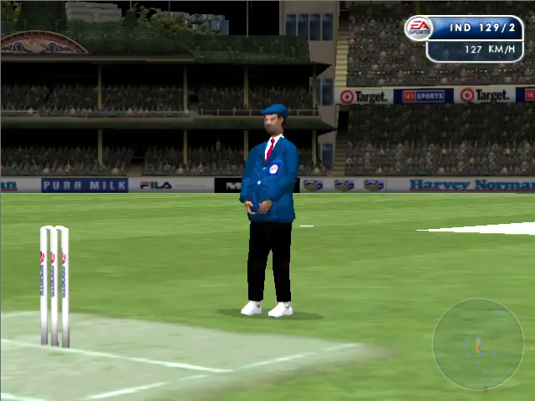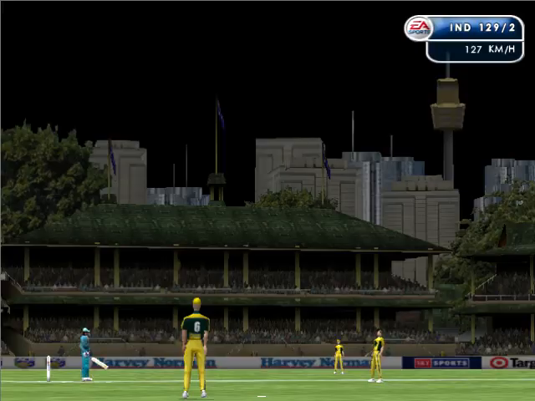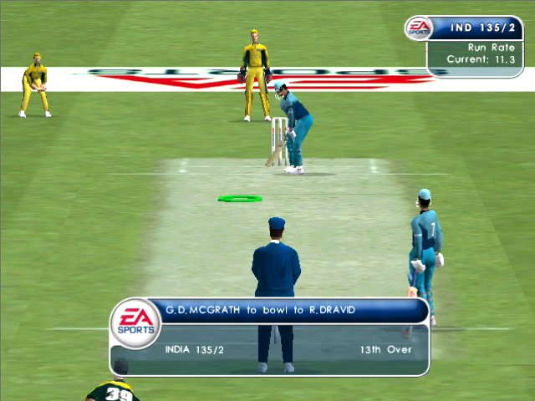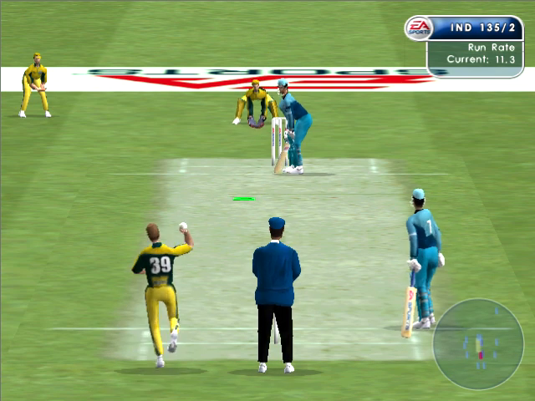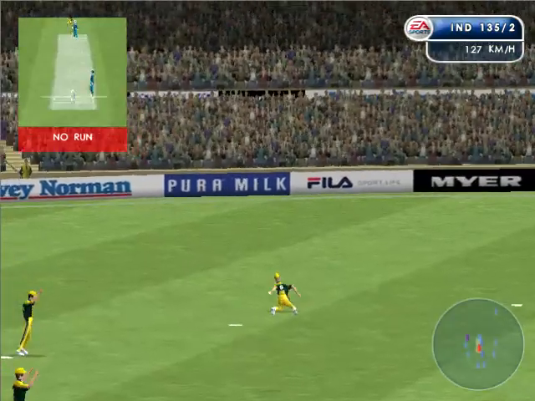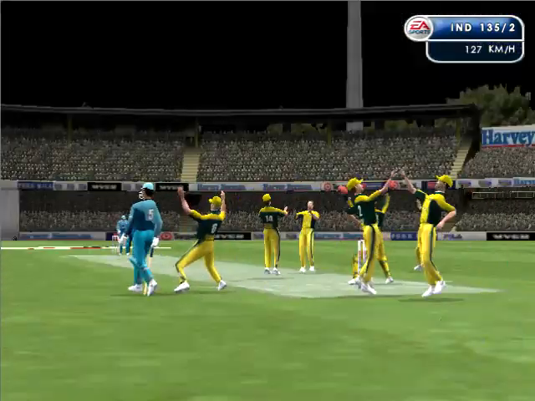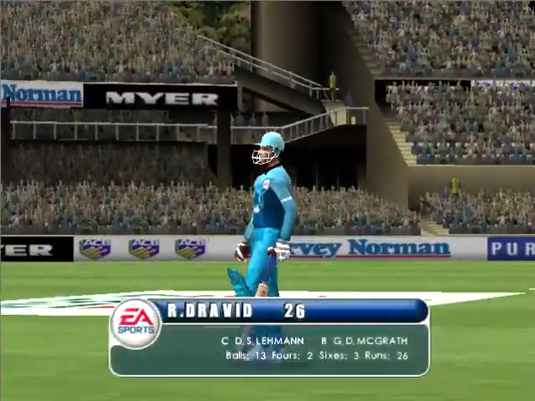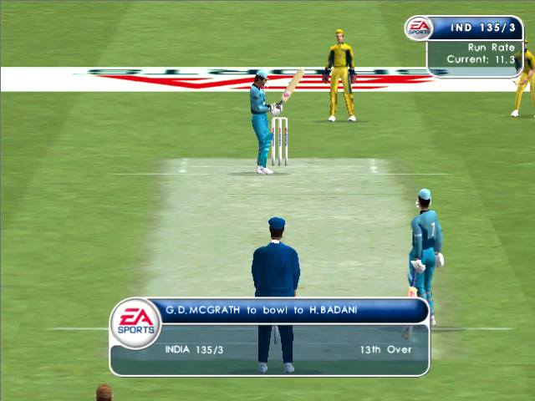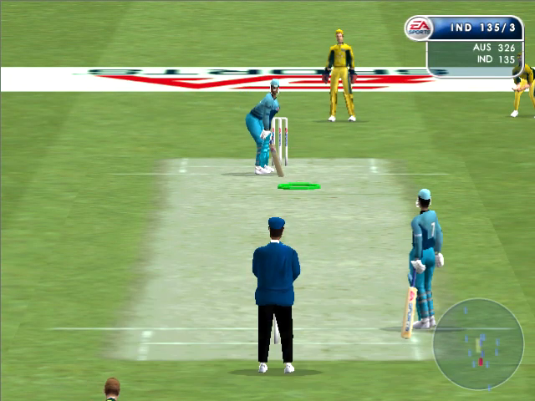That's cleared the rope. 6 runs. It doesn't really matter if it goes in the air if you hit it that far. Expertly held. That was a really good effort by the fielder. He did well to cling on to it. Dravid goes for 26.